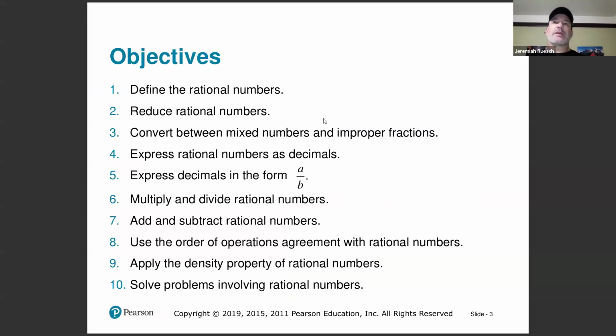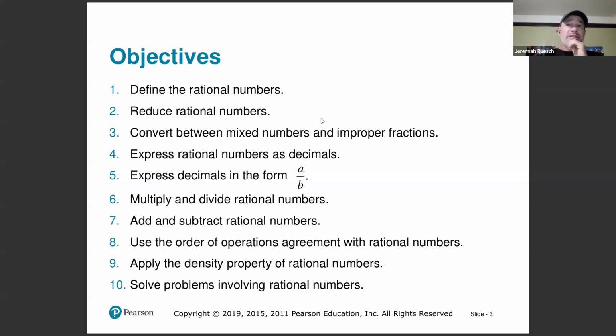I like to say fractions bigger than 1. So this would be where the numerator, the top number, is bigger than the denominator, the bottom number. Express rational numbers as decimals, express decimals in the form of a over b, and then learn how to multiply and divide rational numbers, and then add and subtract them. And of course, then use the order of operations to manipulate them. And then apply the density property of rational numbers to solve problems involving rational numbers.